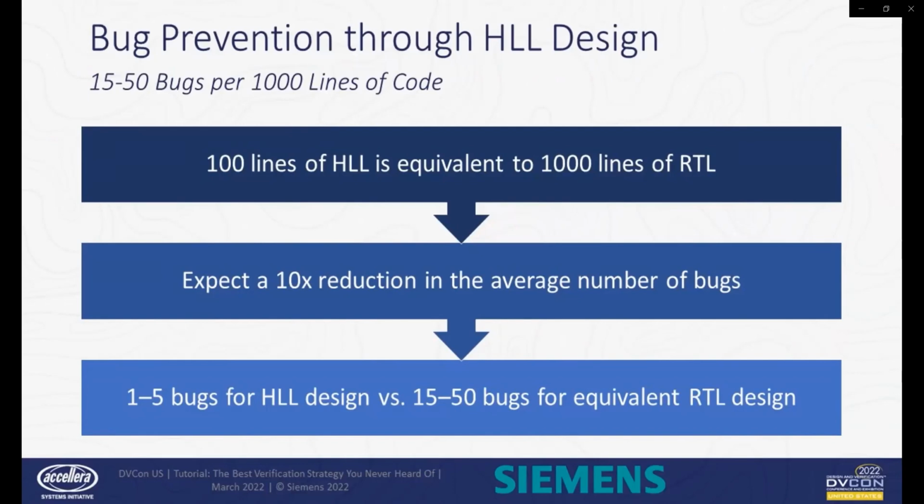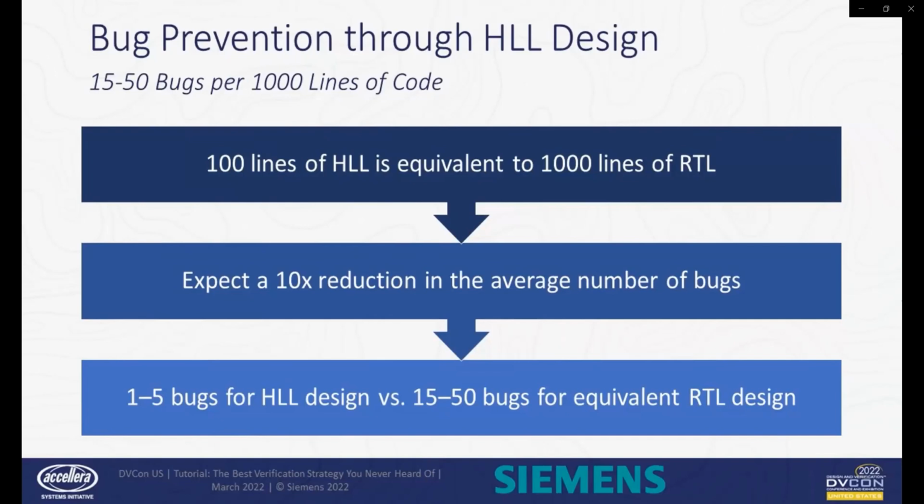This has been quantified across multiple software projects in terms of number of bugs per 1,000 lines of code. On average, software projects consistently observe between 15 to 50 bugs per 1,000 lines of code, depending on the complexity of the code. And this software bug density pattern is also true for hardware projects using RTL. Now, by leveraging high-level languages such as C or C++, we reduce the number of lines of code that are required to describe the design.